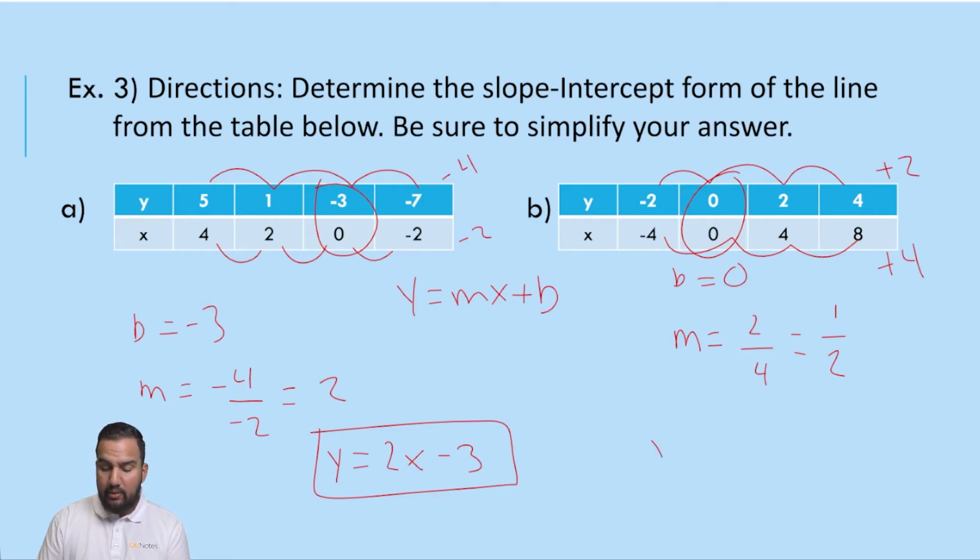So now I have my b, which is my y-intercept, and my slope. I'm going to piece it together. My slope is 1/2 x, and then my y-intercept is technically plus 0. But should I write that? That's kind of strange, isn't it? You really wouldn't want to put plus 0, so you're going to erase that and keep it as just y equals 1/2 x.